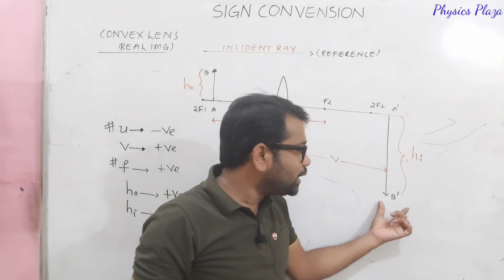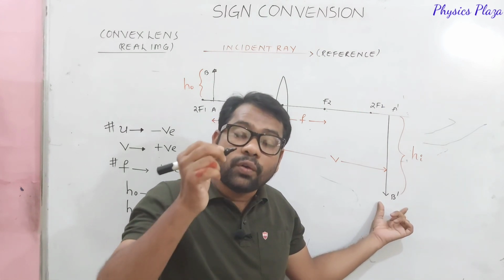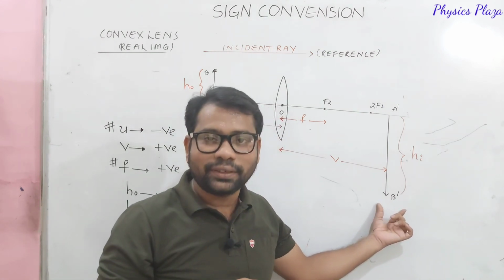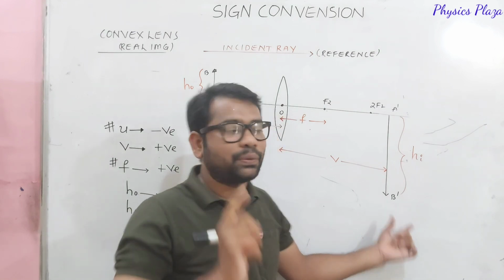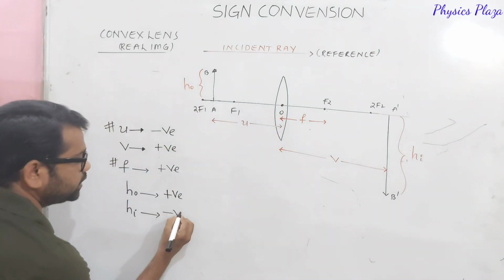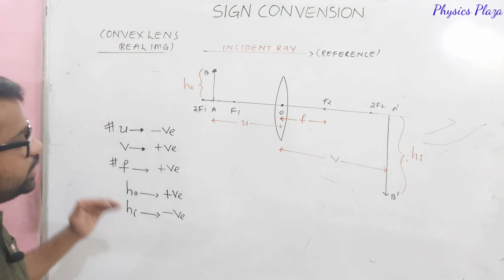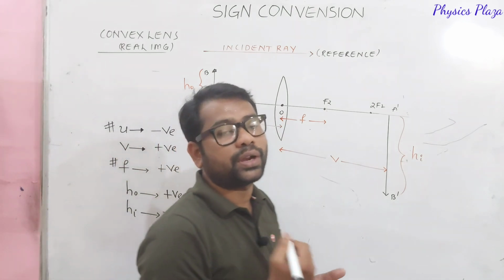Look at here, where the real image is formed. A real image is always formed below the principal axis. So for a real image, dear children, image height is always negative only. So children, this is how we need to consider it.